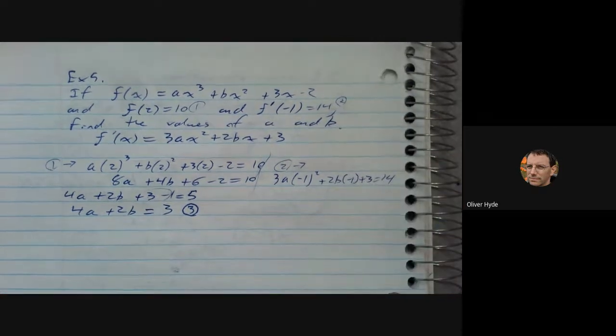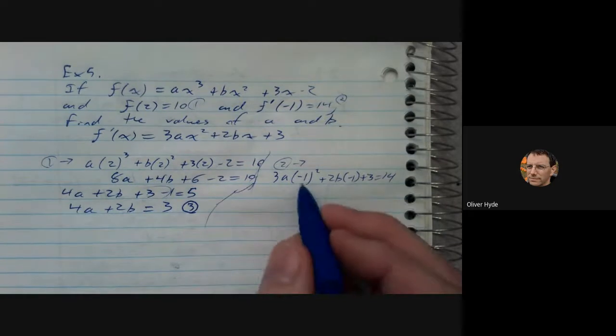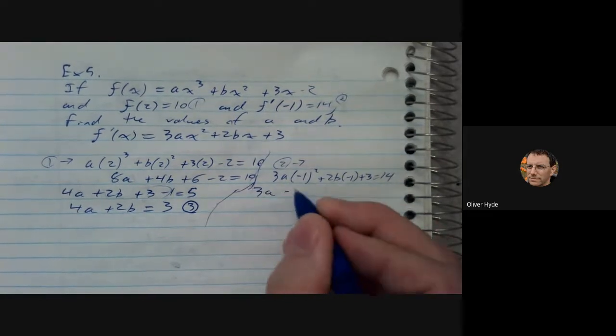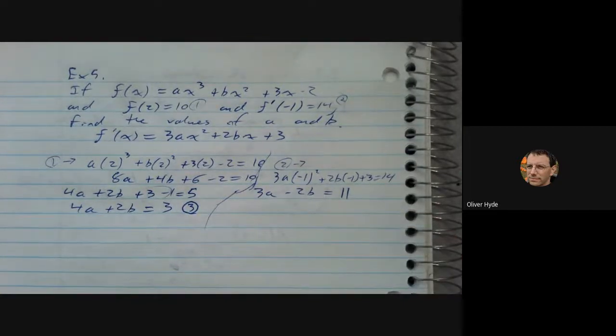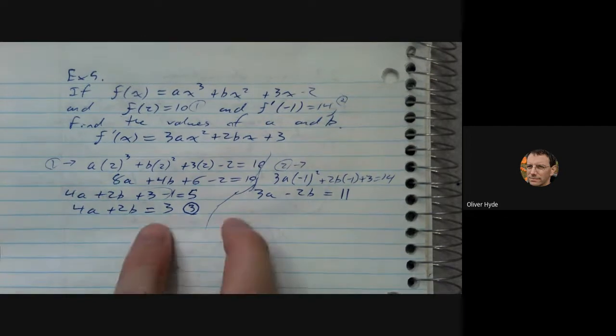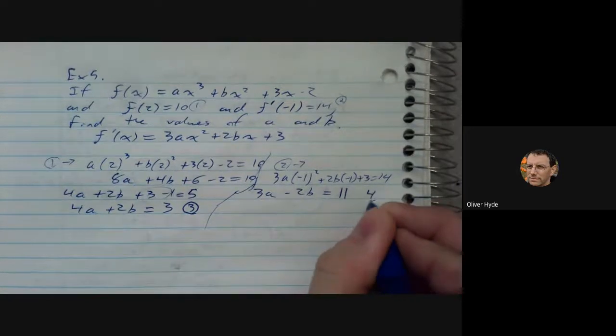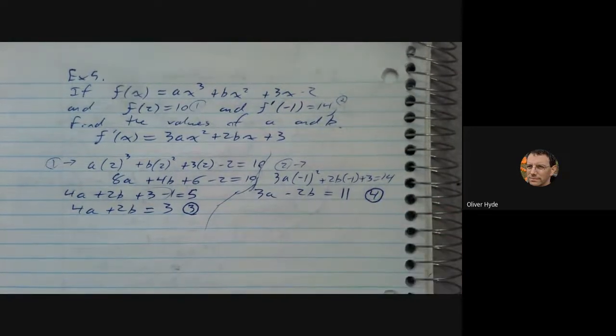Okay. Let's tidy that up. How about 3a minus 2b equals 11? That wasn't so bad. And now I have two equations on two unknowns. We may be familiar with the methods of substitution and elimination. I really want to stress elimination as being the better option. When we end up with linear systems of three equations on three unknowns in this course, substitution becomes pretty messy.